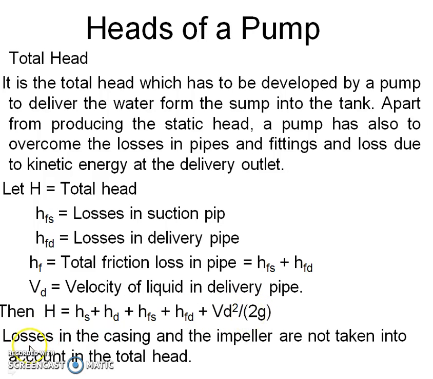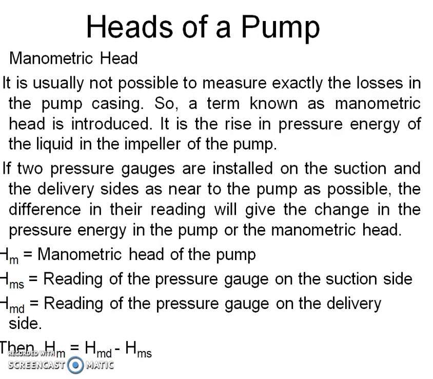Generally, it is not possible to measure exactly the losses in the pump casing, so the term manometric head is conceived. If we have one pressure gauge on the suction side and one pressure gauge on the delivery side, and we measure those pressures, obviously suction pressure will be below the atmospheric pressure line and delivery pressure will be above the atmospheric pressure line. The sum total of these two pressures will be your manometric head.